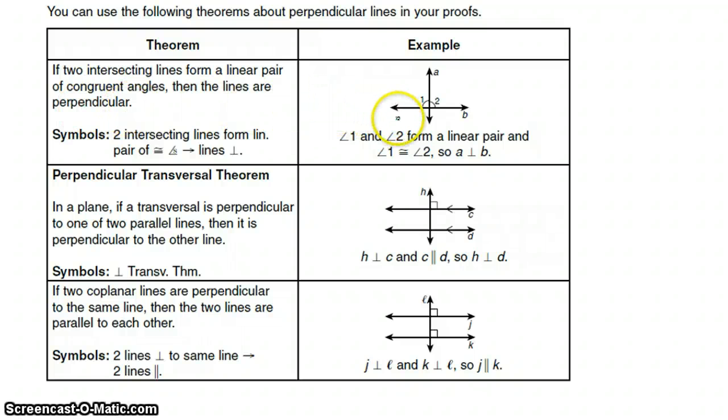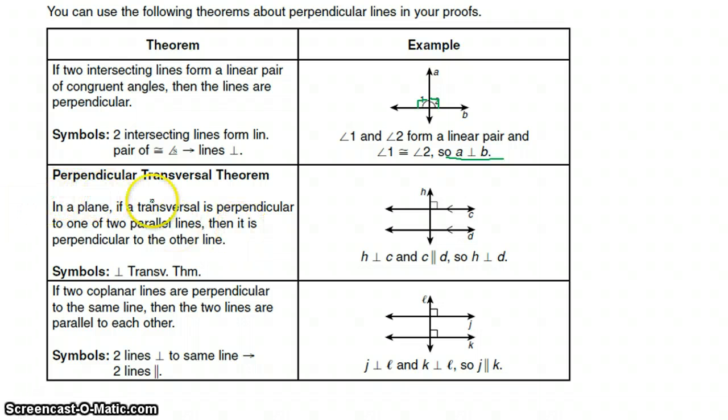Let's come over here to our picture. If angles 1 and 2 are congruent to each other and they are also a linear pair, they're forming this line here, line B, we know that linear pairs total 180. And if these are congruent to each other, then they both have to total what? Did you guess it? They both have to total 90 degrees. So we know that our two lines are perpendicular to each other.